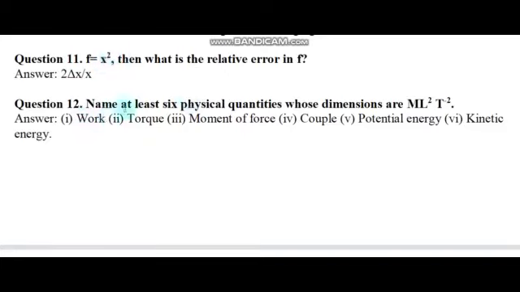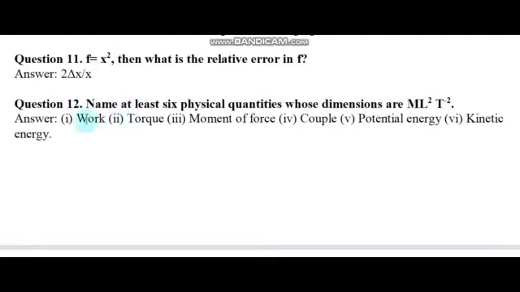Then question number 12, name at least 6 physical quantities whose dimensions are ML square T power minus 2. Here M is a dimension for mass, L is a dimension for length, T is a dimension for time, okay. So name at least 6 physical quantities whose dimensions are ML square T power minus 2.